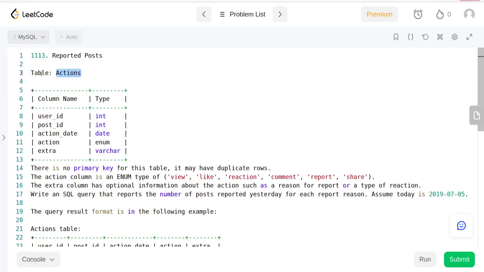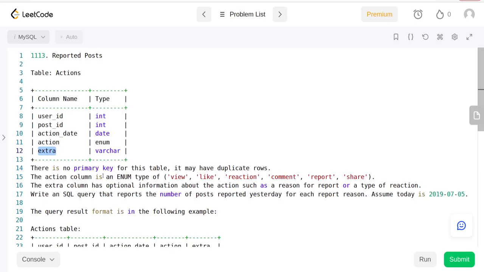So the table's name is actions. We have the user ID, we have the post ID. Basically this is a table which is going to have a lot of posts: the user ID, the post ID, the action date when that post was made, what was the action, and what's the extra. There is no primary key for this table. It may have duplicate rows.